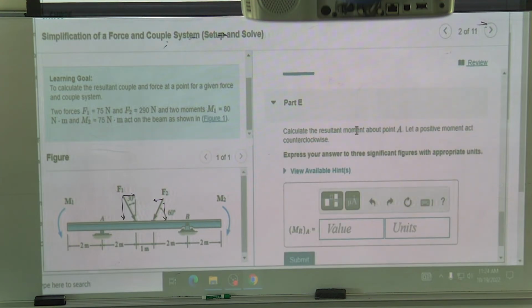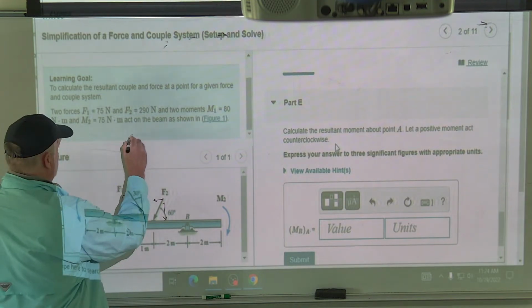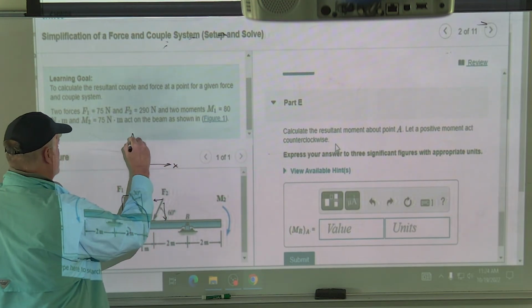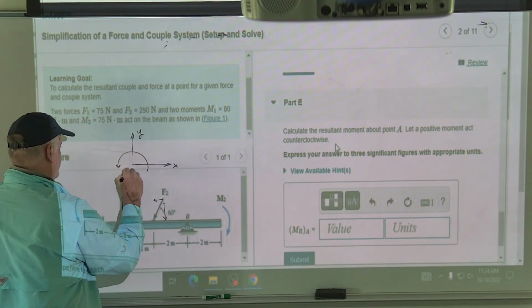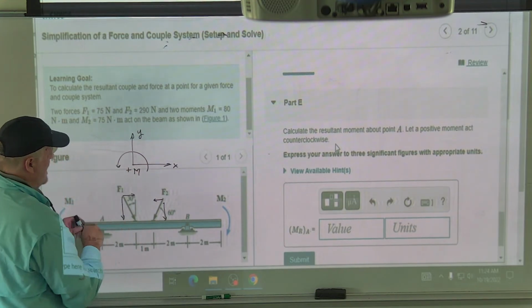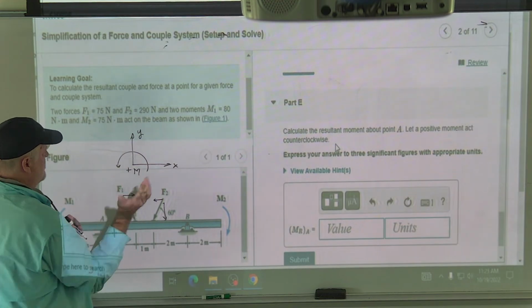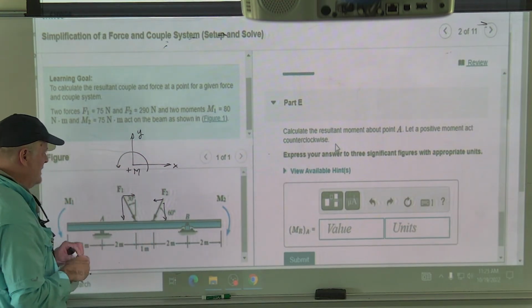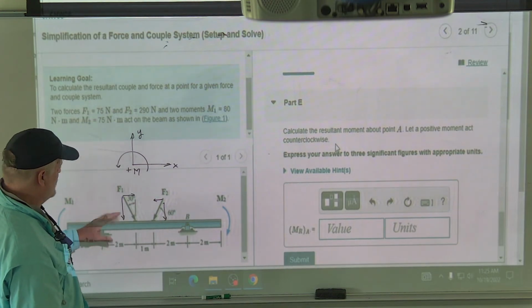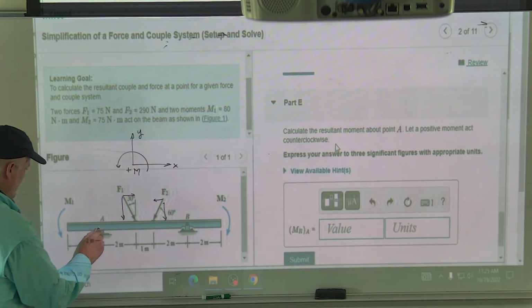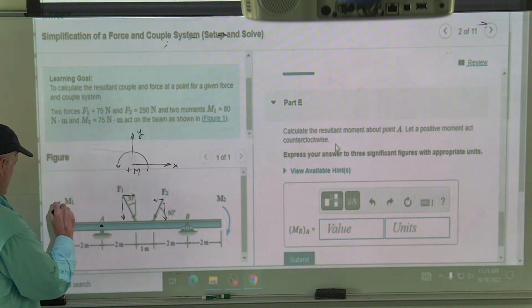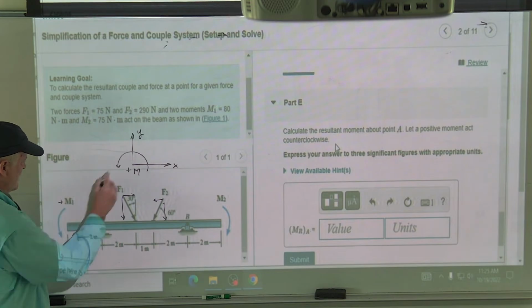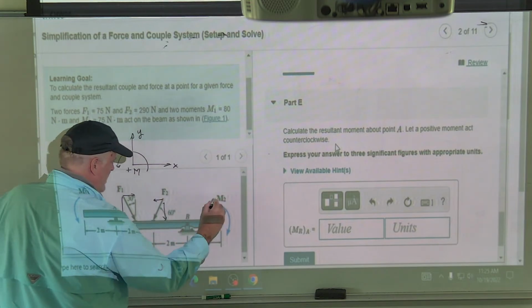Okay, calculate the resulting moment about point A. Let a positive moment act counterclockwise. Okay, at least he's following typical sign convention. And that is the cross product comes through. It defines a right-hand coordinate system. Okay, so if you do that, he said A, so all you're doing is you take a plus value here because it's going in that direction. This is going the other way, a minus value here.